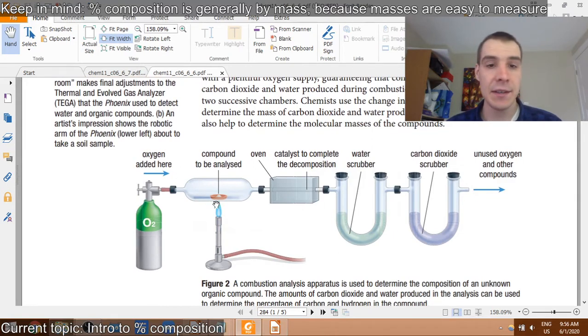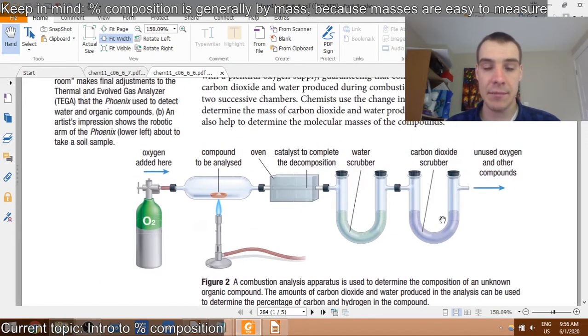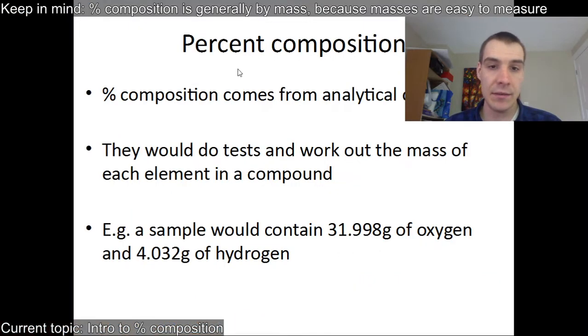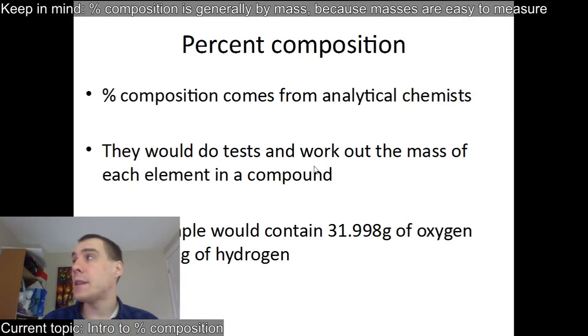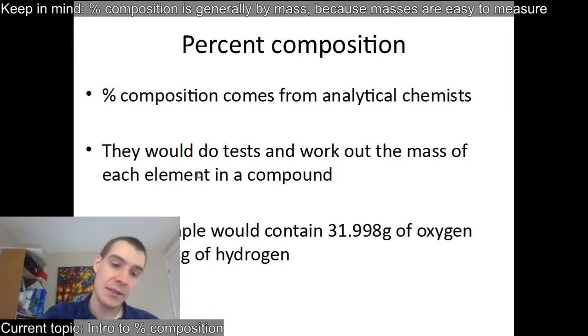What they do is they add oxygen to the sample, they heat it up and it burns, and then they can pull out water, they can pull out carbon dioxide, they can pull out other things, they can work out how much carbon, how much hydrogen, how much whatever was there, by mass. So that's where it comes from, and it comes from analytical chemistry. Analytical chemists do tests to work out the mass of each element. Combustion analysis is just one example of one of those tests.